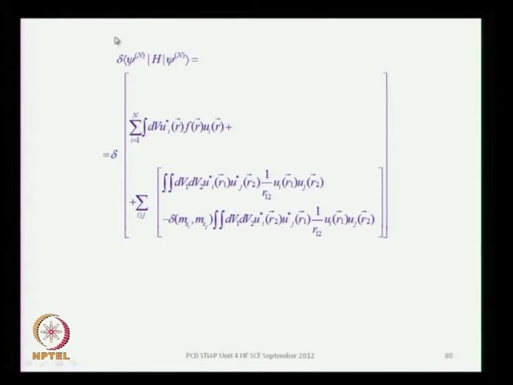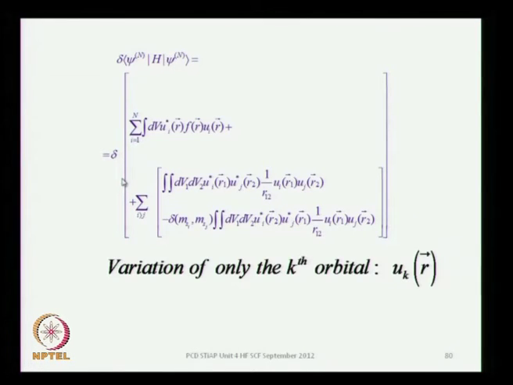So, let us focus our attention on just this term, and in the frozen orbital approximation we will vary only the kth orbital. So, all other orbitals will not change, so variation in those will vanish. Okay. You understand the frozen orbital approximation now?